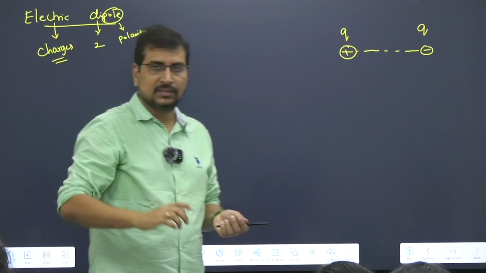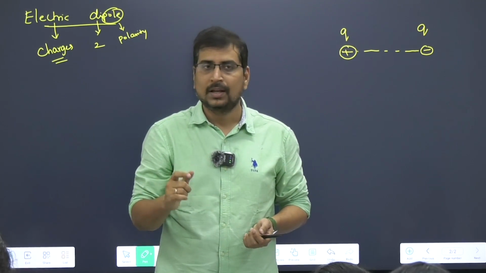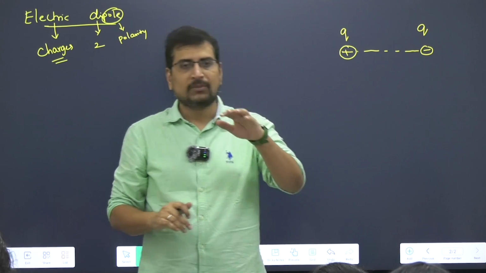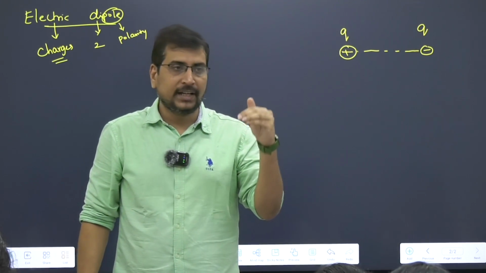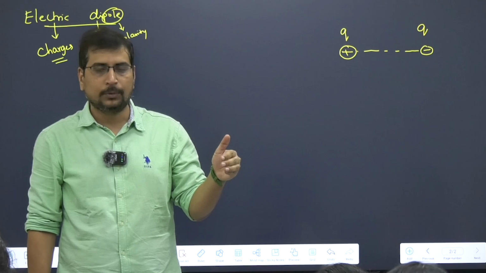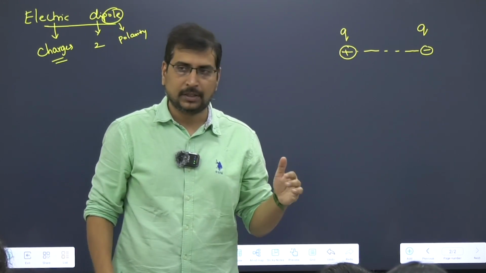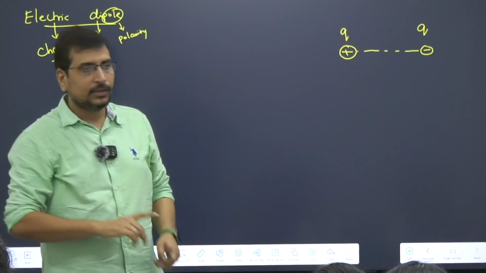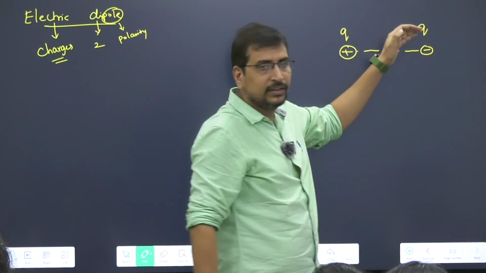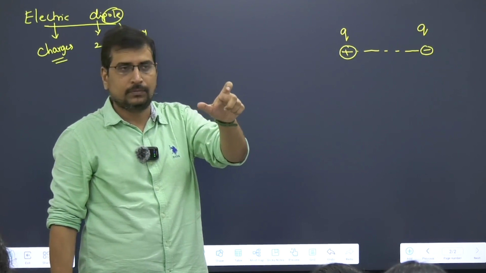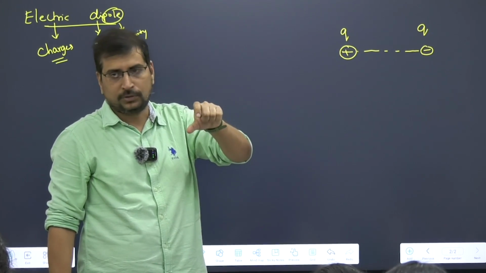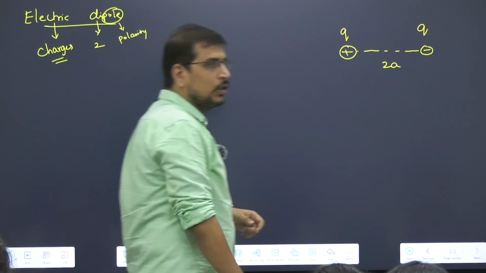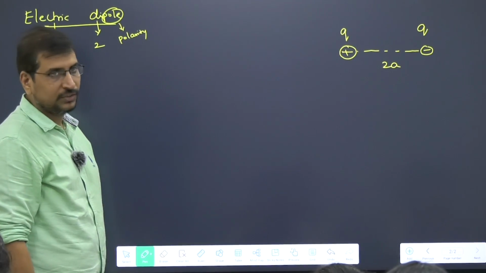When I say very small distance, the distance is generally measured in terms of angstrom or nanometer. Angstrom is 10 power minus 10 meter. Nanometer is 10 power minus 9 meter. So generally the distance of separation between the charges will be that small, because whatever things we are discussing here are applicable only on a molecular level. It's on a very small size. Are you able to understand? So generally the distance between the charges is written as 2a, where this distance is very small, right?